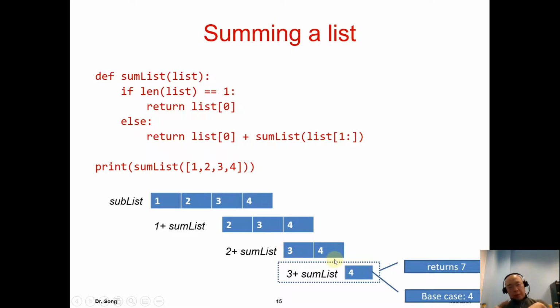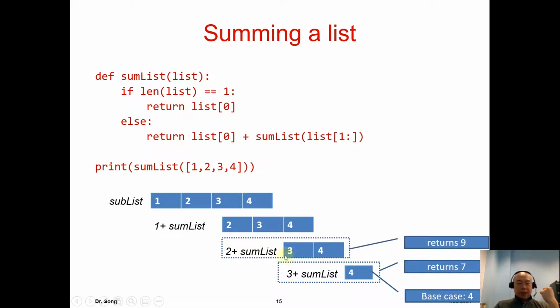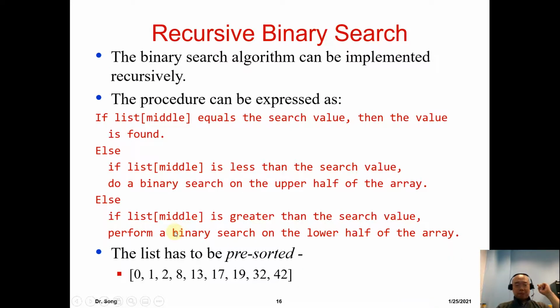out. So I'm going to do a return to the caller because now I know the sum of the list of 3 and 4. Well, 3 and 4 is 7, and then 2 plus 7 is 9. That is the sum of the 2, 3, and 4. And then I want to do one further return to the top, and then I will have 10.